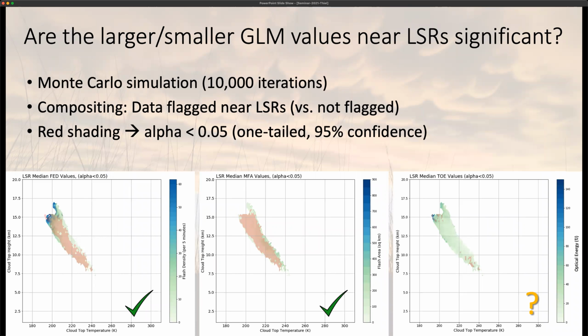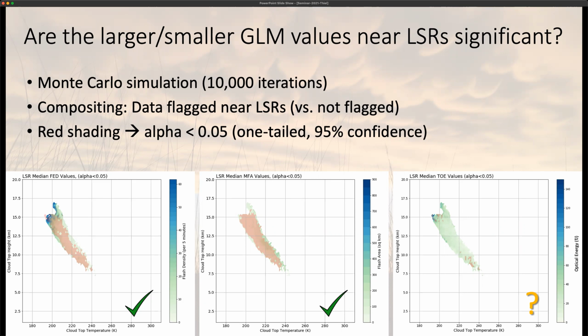When comparing these, we did a Monte Carlo simulation with over 10,000 iterations, sampling randomly, using the same bin size from the bins that did contain the local storm reports against those that did not. Sampling the median value each time, we did that 10,000 times, and then composited that data, comparing all of the data flagged with LSRs versus those that were not.